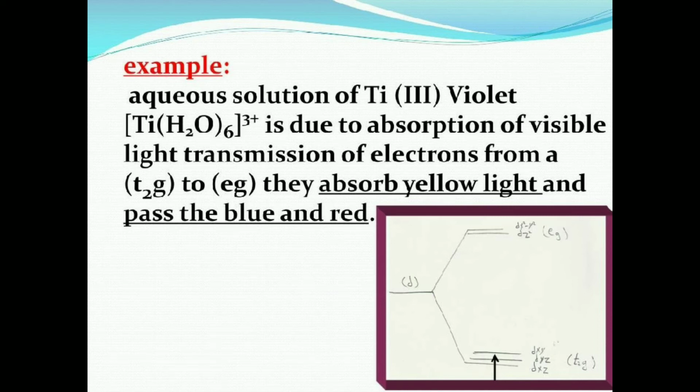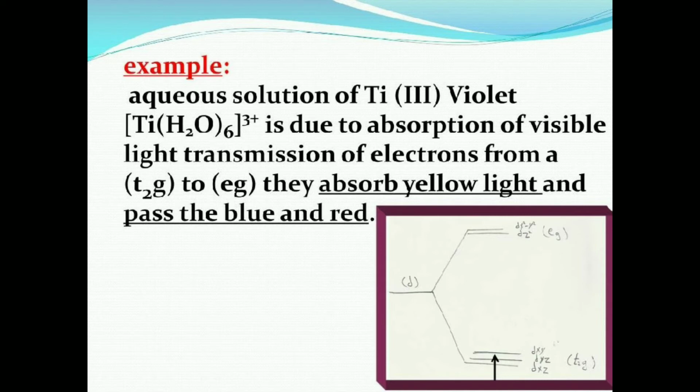For example, the aqueous solution of Ti3+ is violet, that is [Ti(H2O)6]3+ is violet due to the absorption of visible light, transition of the electron from the T2g to the Eg level, and they absorb yellow light and pass the blue and red light.